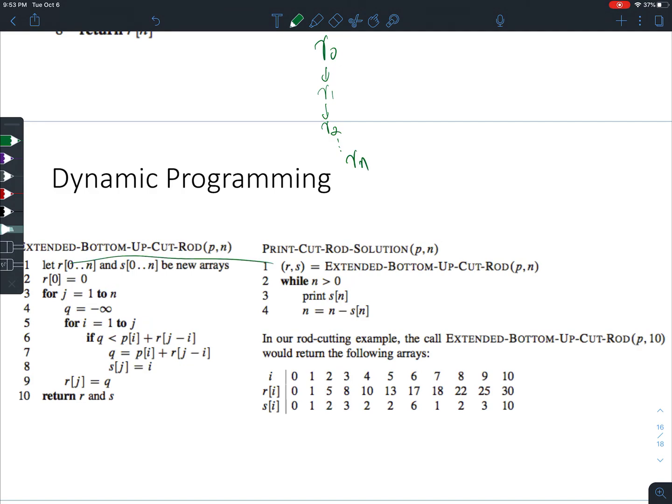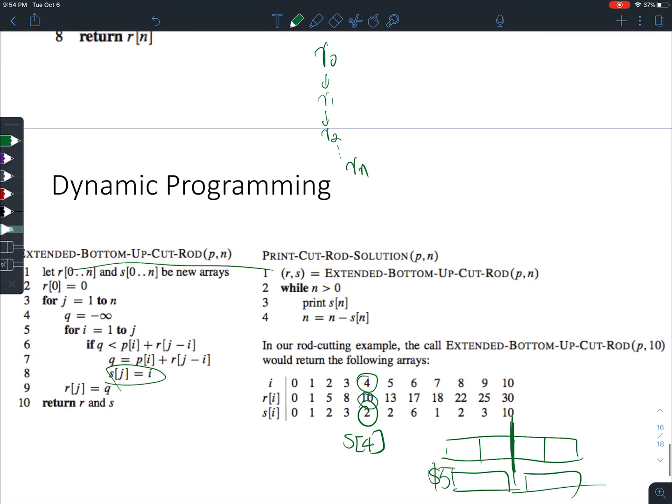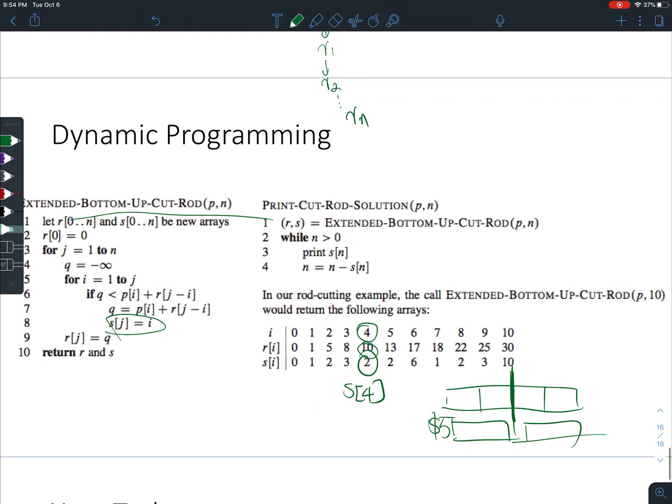Also, at last, the other point that I want to talk about is that if you implement this algorithm called extended bottom up, the array S is going to tell you where you should make the cut. For example, if we have a rod of length 4, R4 tells us the highest revenue that we can make is $10, and S4 tells us where you should make the cut at a rod of length 4 in order to receive the highest revenue. It tells you that you should make a cut at the second place, so that you get rods of length 2 and 2, which gives you $5 each, and in total is $10.